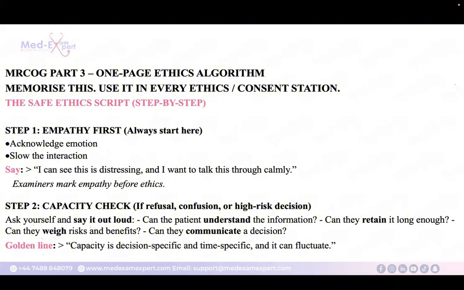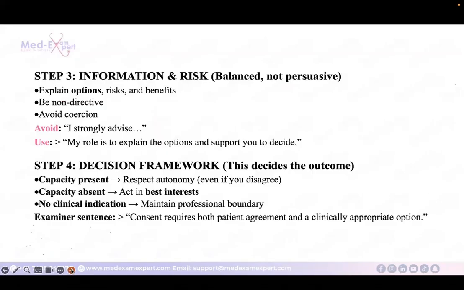Okay, like we discussed in the case of the preeclampsia in the first case. So the golden point here is that capacity is decision specific and time specific, and it can fluctuate. Then comes the information and risk, a balance, not persuasive. So explain the options, you explain the risks and benefits. It should be non-directive. You should not impose your decision on the patients. So avoid pushing them towards your decisions, okay?